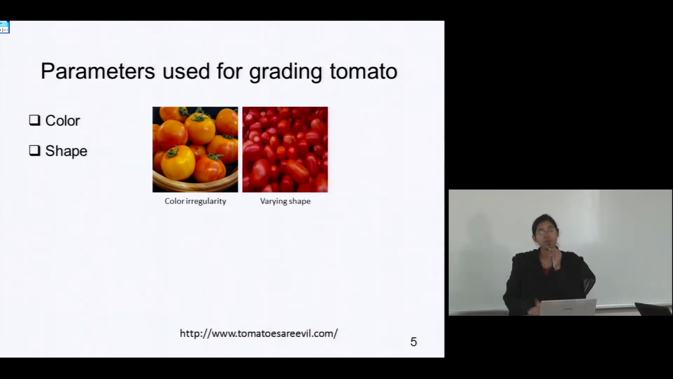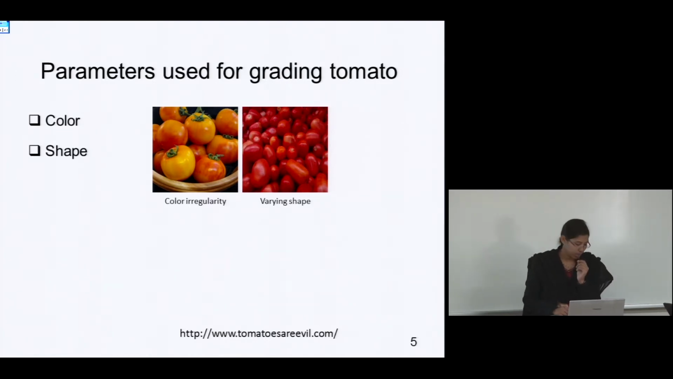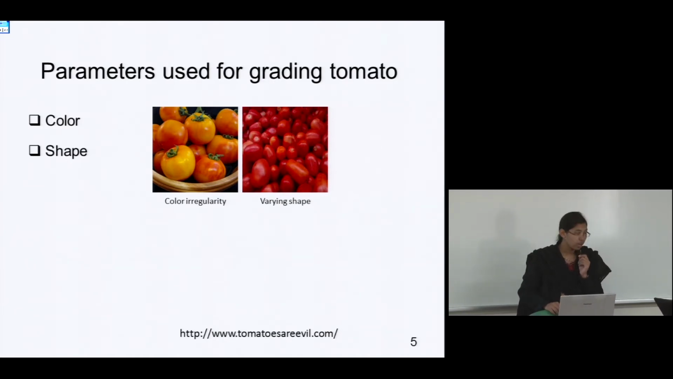Then shape. In this view we can see that there are different shapes of tomato. Shape includes the circularity factor, the complexity ratio, and the difference between maximum length and breadth of the tomato, which are derived from the apex side image.